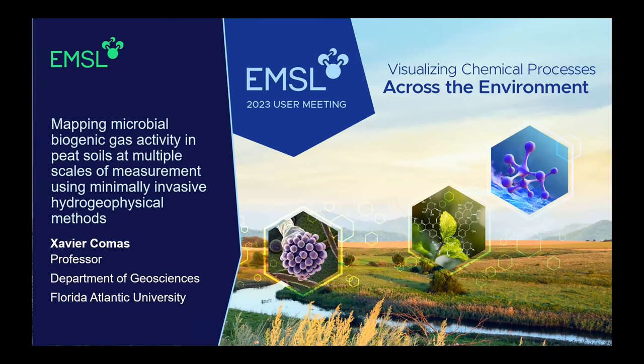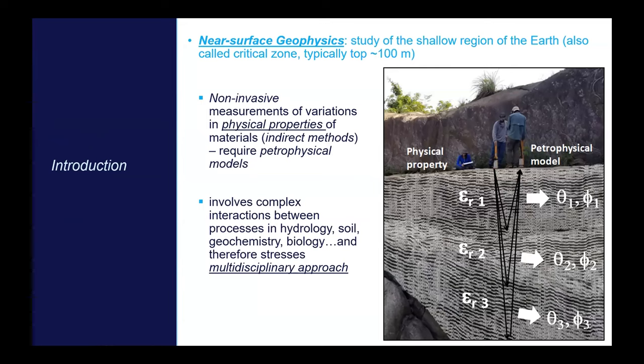Anyway, with that said, what we apply is what you can call near surface geophysics. These are tools we can use to look at the shallow region of the Earth, what these days a lot of people call the critical zone, which is the upper 100 meters or so, probably a little less than that with geophysics. Regardless, they are a set of non-invasive measurements. And what we're looking at is variations in physical properties of materials, right? So it's an indirect method.